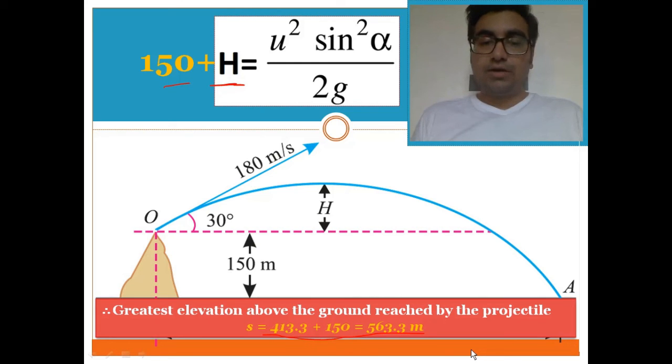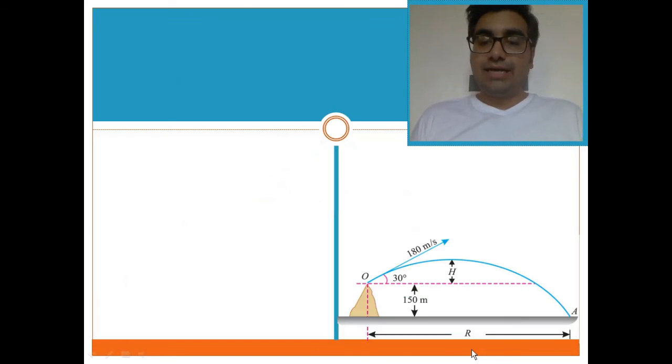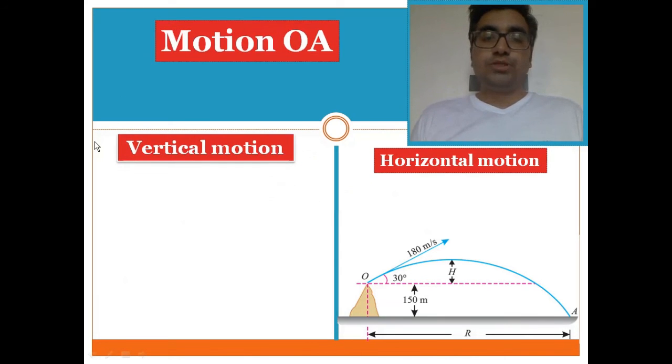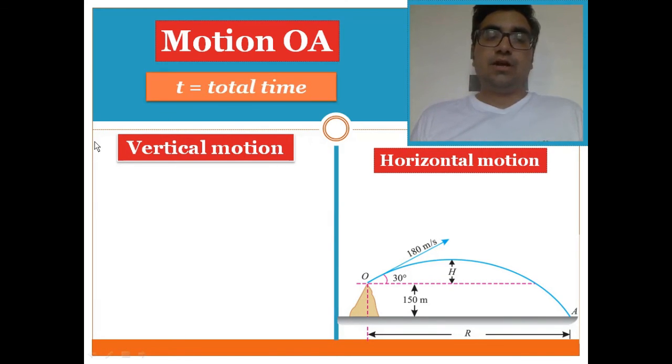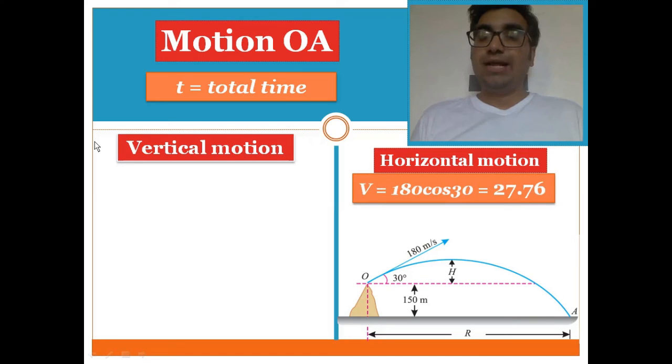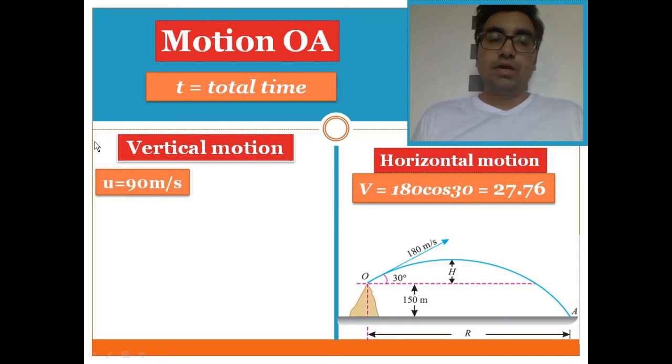Is that okay? Now next we are supposed to determine the range. To determine the range, we are supposed to consider the whole motion O to A. There is a vertical motion and a horizontal motion, and the initial velocity was 180 meter per second at an angle of 30 degrees. So the horizontal component of the velocity becomes 180 cos 30, that becomes 27.76, and for the whole horizontal motion it is constant. If we find the total time of flight and multiply it with this velocity, we will get the range. The initial vertical velocity was 180 sin 30, that becomes 90 meter per second.